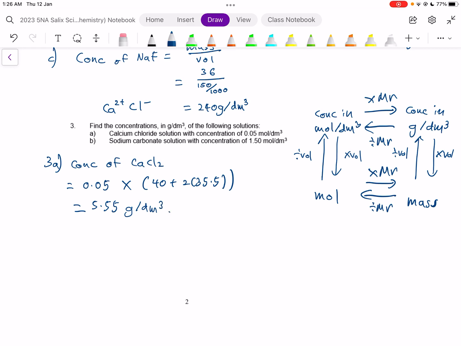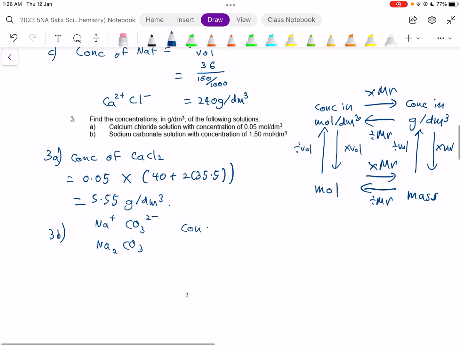Then for 3B, same thing. Sodium carbonate is Na plus from group 1, and then carbonate. I mentioned you need to know the polyatomic ions. Actually, you've done it. Don't know whether you have forgotten it. So you do a crisscross, it is Na2CO3. With that I can find the concentration of my sodium carbonate. So I can convert 1.5 multiplied by the Mr, 2 times 23 plus 12 plus 3 times 16.